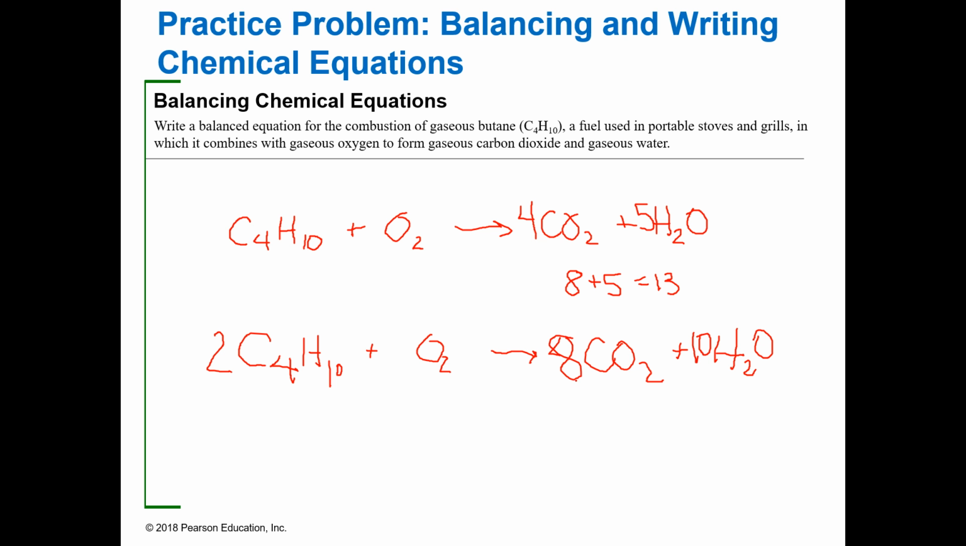Right, now we're going to look at our oxygens. I have 8 times 2, that's 16. Plus 10 times 1, so that's 10. So I have 26 oxygens on this side. So I can make this 26 by putting a 13 there. And now it's balanced. One thing you should always notice is that your coefficients should never be divisible by something. So I can't divide all of this by 2, and that's because of this. But you shouldn't be able to divide it.